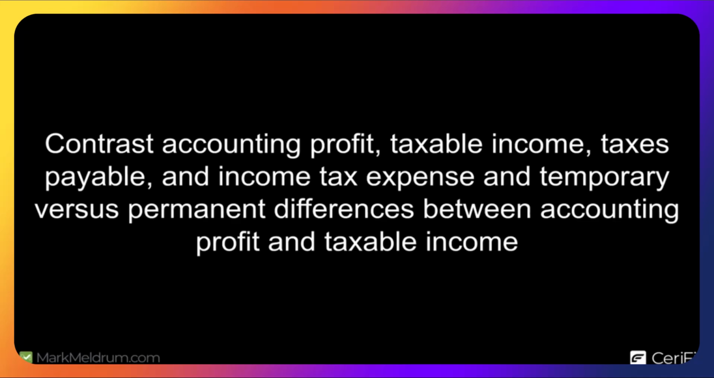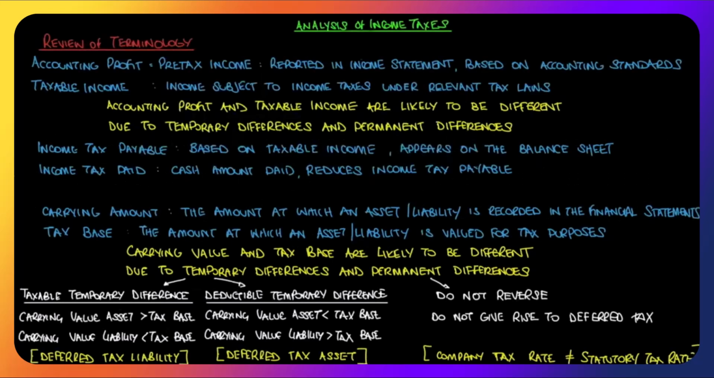versus permanent differences between accounting profit and taxable income. So let's do just that with a review of terminology. First up, accounting profit, also known as pre-tax income. That's what we'll see in the income statement. It's reported in the income statement, and it is based on accounting standards.